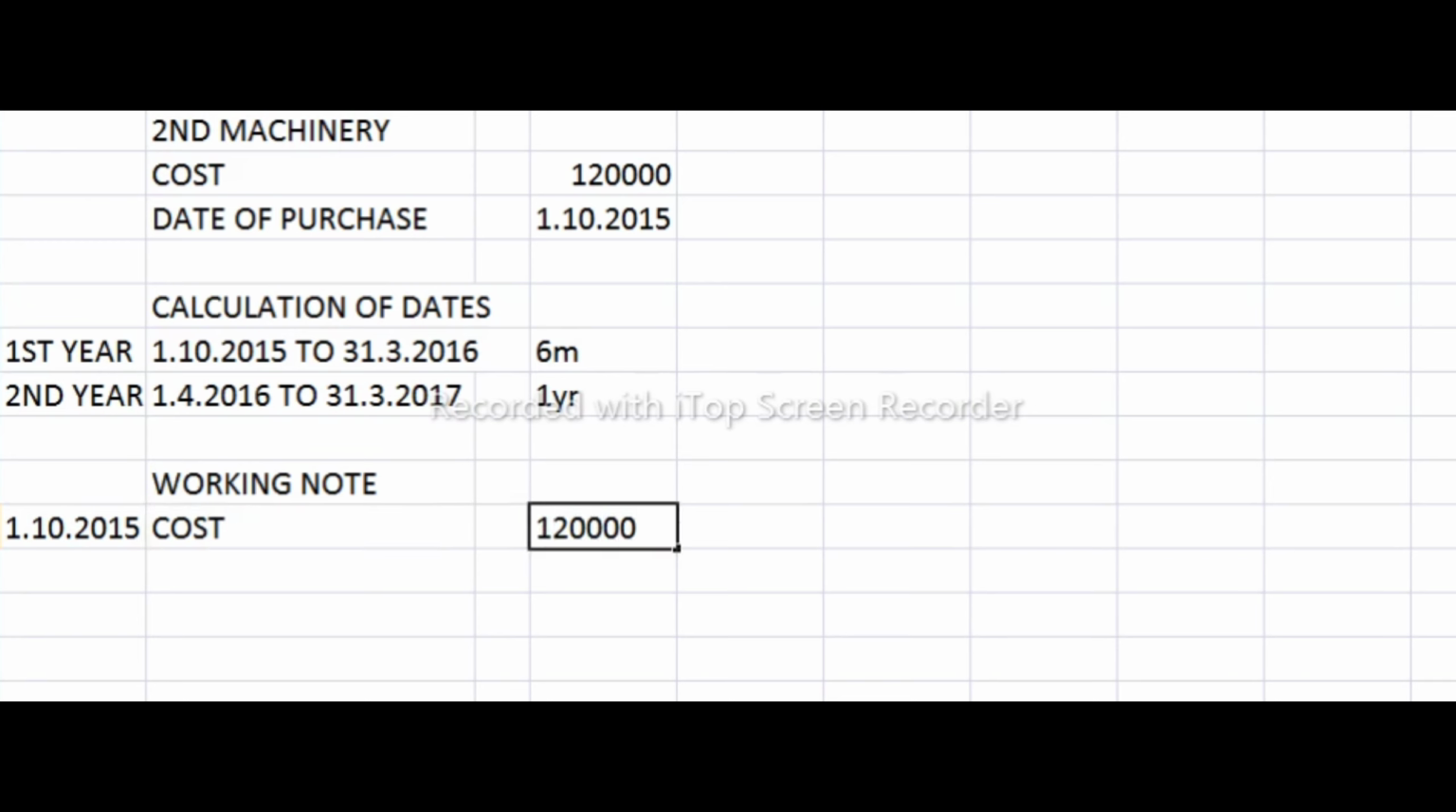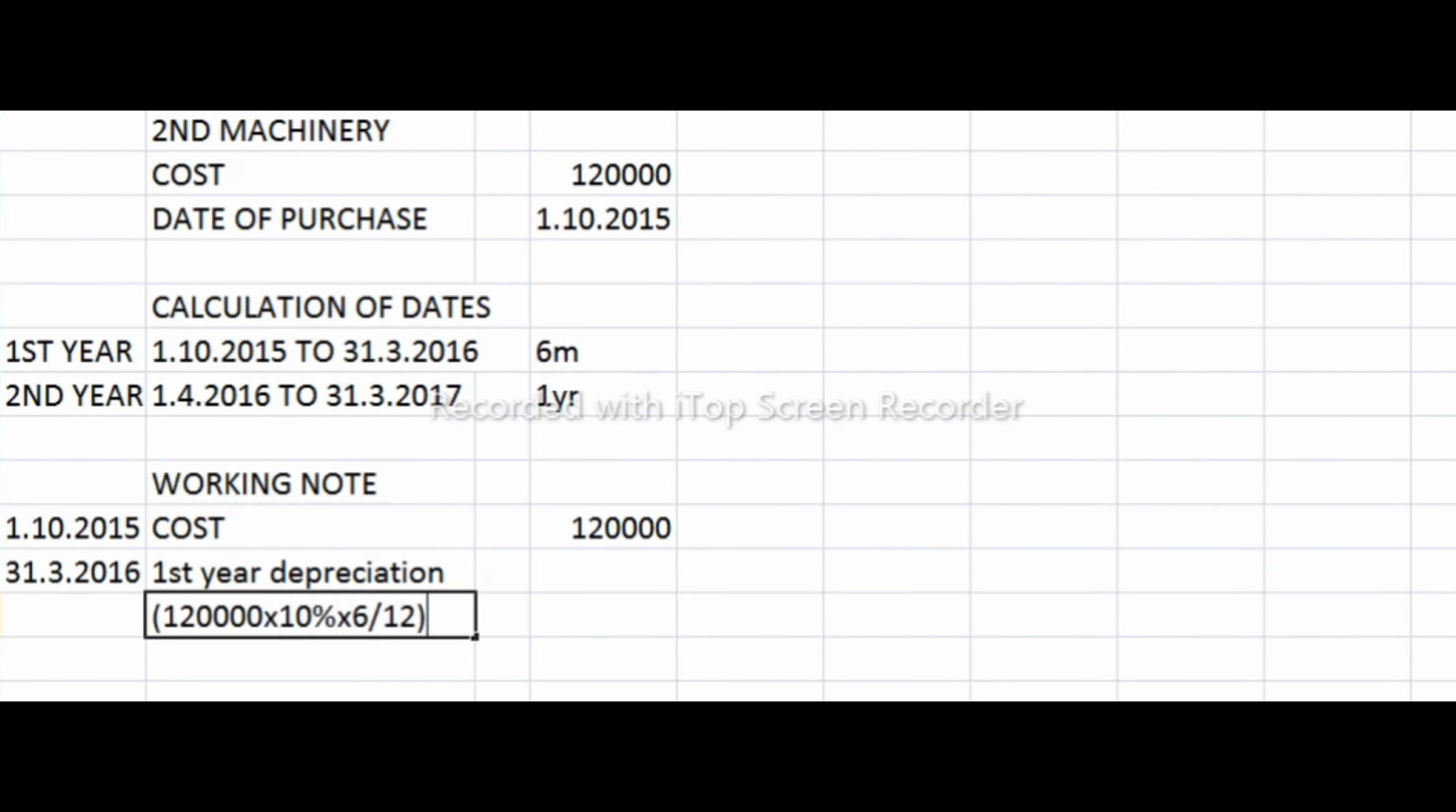Now next we are going to provide depreciation for the first year of the second machinery. So it's only for 6 months under straight line method. Therefore, less depreciation in the first year. We can do the calculation below it. So 1,20,000 into 10%. Since it's for 6 months, we have to write into 6/12.